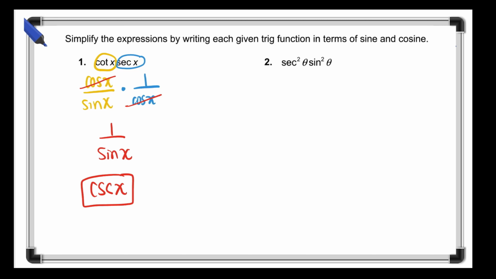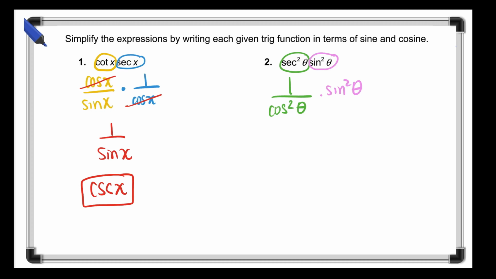Okay, in question number 2, let's look and see what we have. We have secant squared of theta. Again, I'm looking at my reciprocal identity, and even though in my reciprocal identity I don't have the square, I know that it will also work if I square my functions. So secant squared of theta is the same thing as 1 over cosine squared theta. I'm looking at sine squared of theta, and I can't really simplify that anymore, so I'm going to leave it as sine squared of theta.